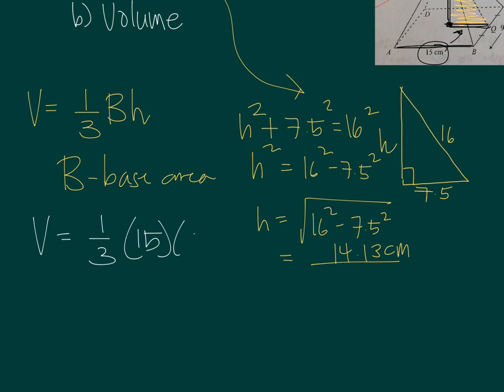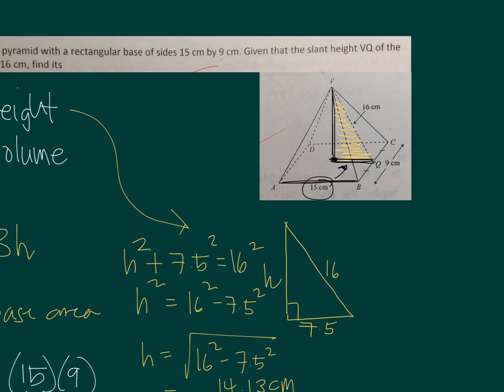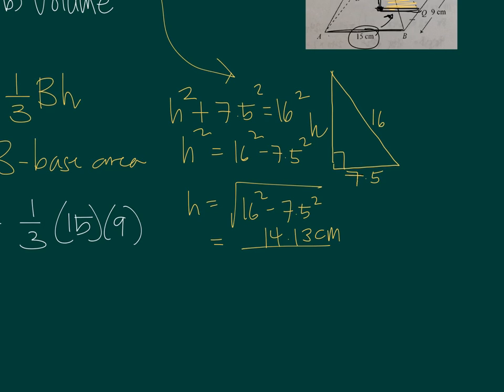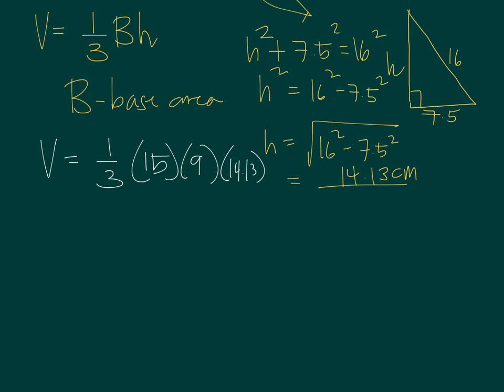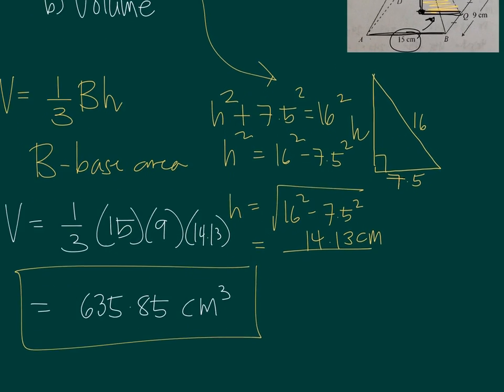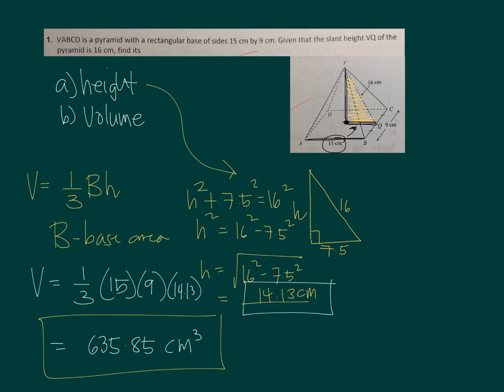That's 15 times 9. So again, let's look at the figure. So that's 15 times 9. Base times height, or length times width. It's a rectangle. So 15 times 9, and the height that we obtain, which is 14.13. Performing the calculation through the calculator, this should give you around 635.85 or something close to this number. Okay, so this is the volume following the formula, and the height, which is 14.13. So that's how you solve question number 1.